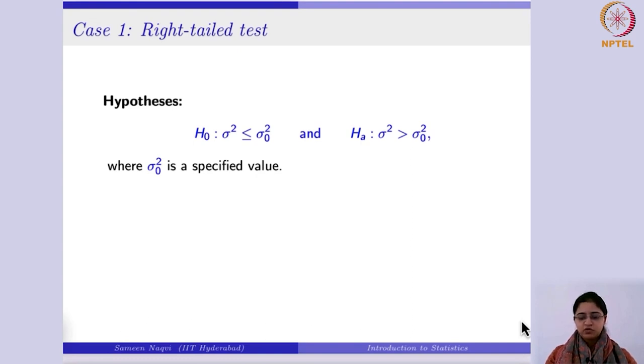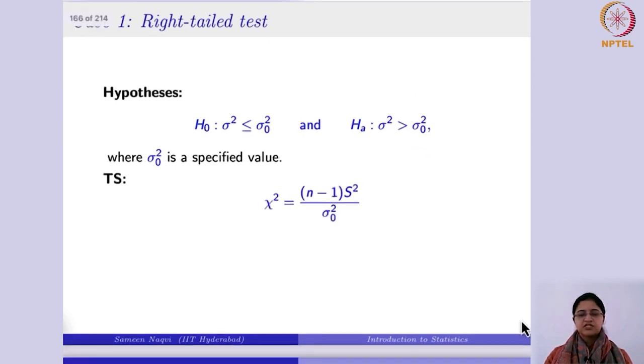So basically sigma naught square is the hypothesized population variance that somebody has made a claim about. And now you want to check whether the claim that has been made is correct or not. In the same way as we have done earlier, the same logic applies here also. So it is a right tailed test. So we are basically interested to see whether the population variance is actually greater than the hypothesized or the claimed value or not. So right tailed test, so we are dealing with this.